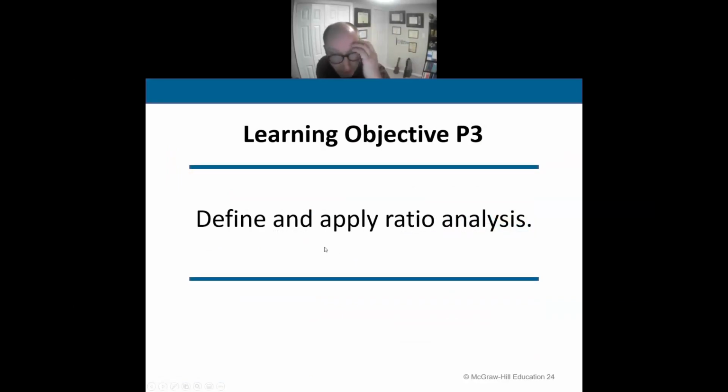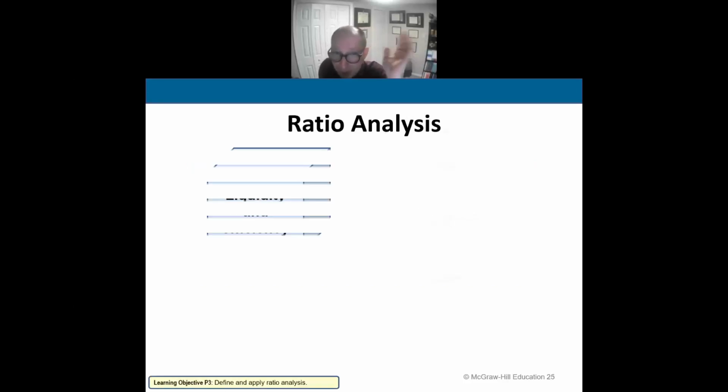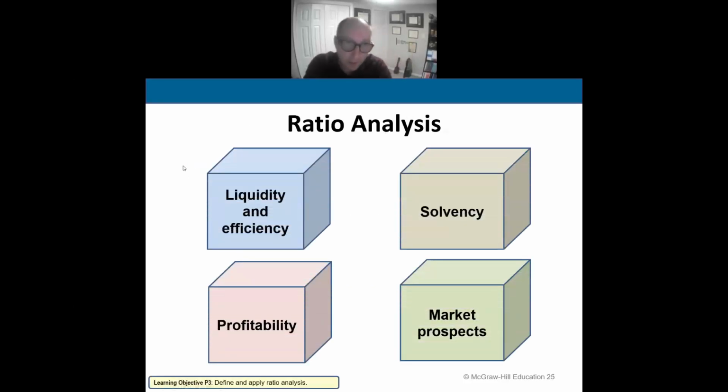And the last method that we're going to talk about today on analyzing financial statements is, of course, through ratios. We talked about these four building blocks of analysis earlier: liquidity, solvency, profitability, and market prospects, because there are a lot of different ratios within each of these areas that we can compute to analyze the financial performance and health of the company.